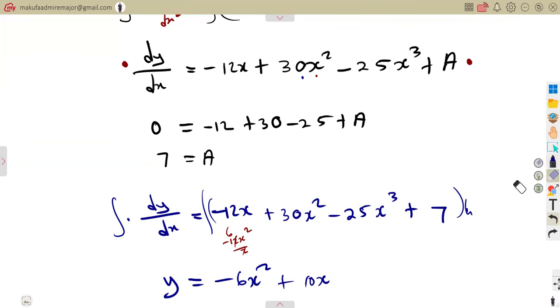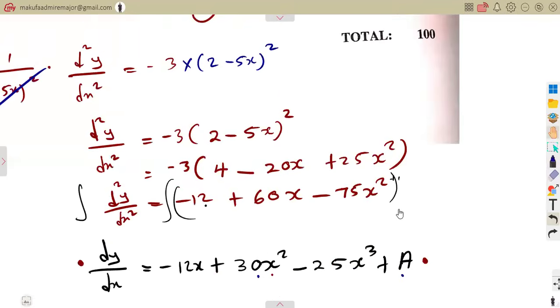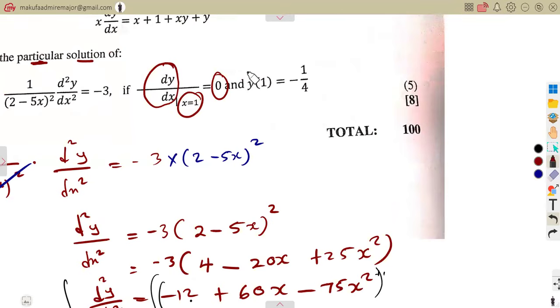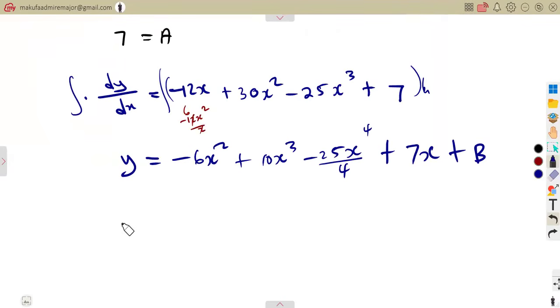You do the same thing here. You add 1. So that will be minus 25x to the exponent of 4 over 4 plus 7 with respect to x. That will be 7x plus the constant. This time, we're going to use a b. We use what we are given there. What is the relationship at this condition? y(1) is equal to minus 1 over 4, meaning to say when x is 1, y is minus 1 over 4.